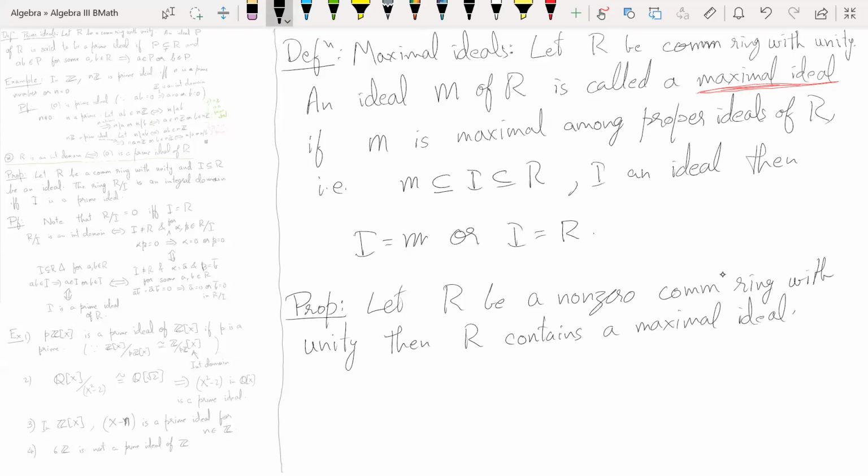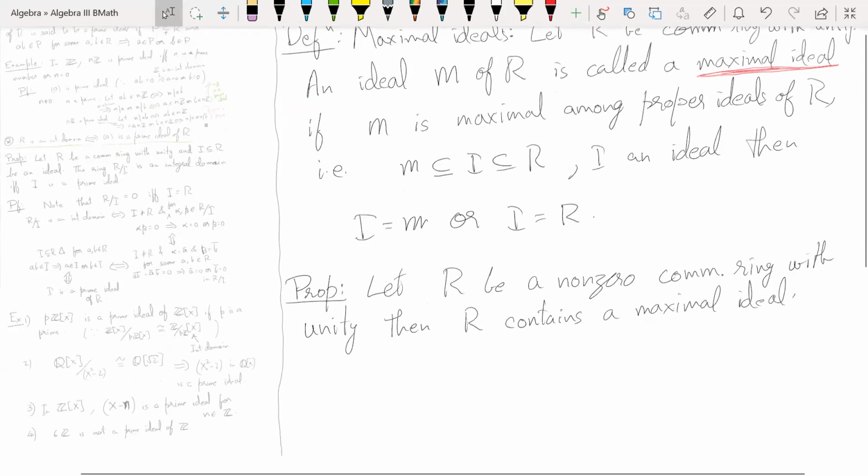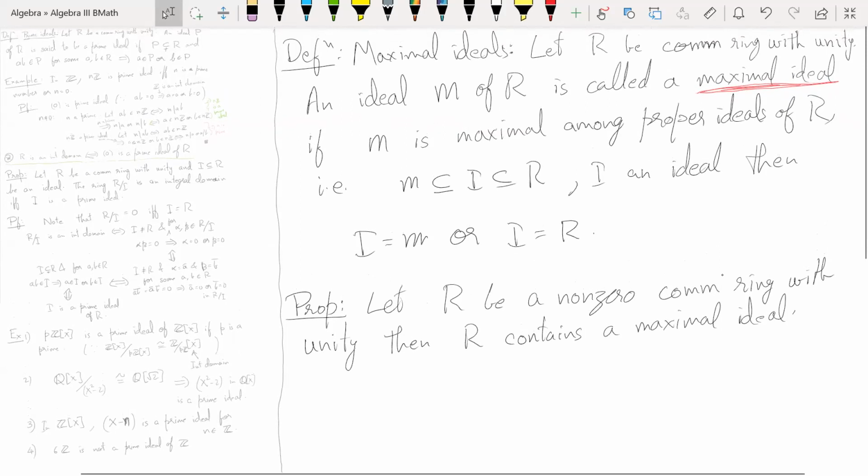This uses the axiom of choice, so it uses Zorn's lemma because we are not assuming anything about R. Since this uses Zorn's lemma, I don't want to start it towards the end of the class. But let's see some examples. We'll also see that maximal ideals are prime ideals in a bit. At least we will verify that in some examples we have seen.